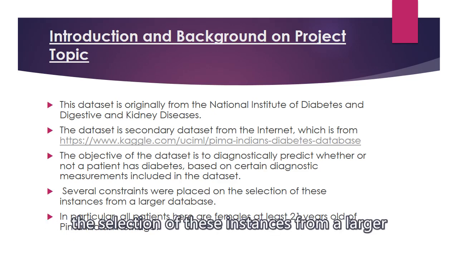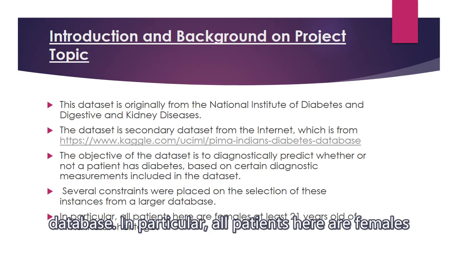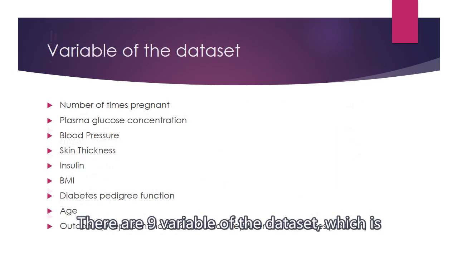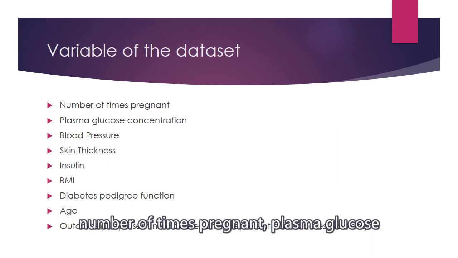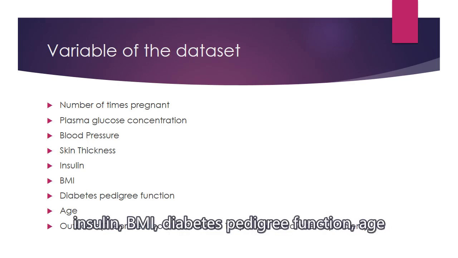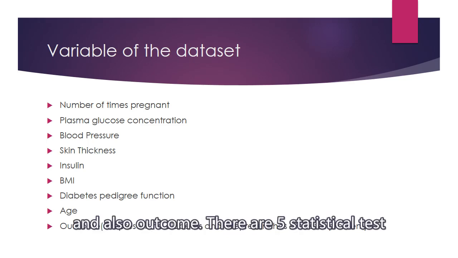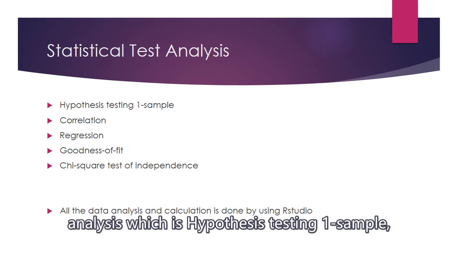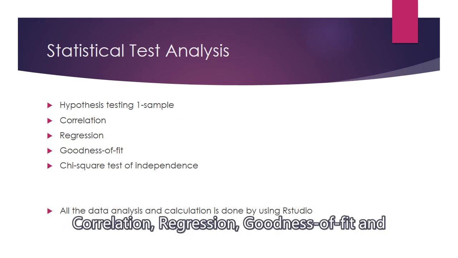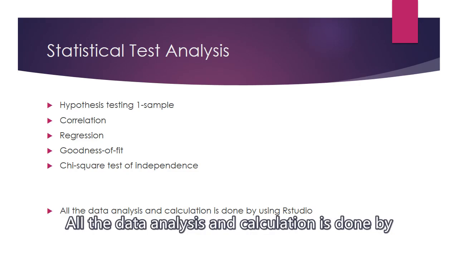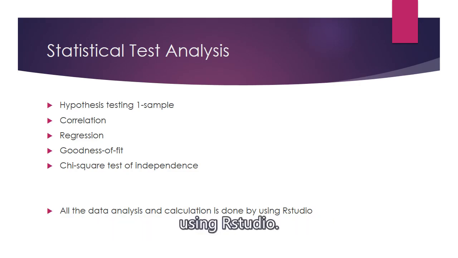Several constraints were placed on the selection of these instances from a larger database. In particular, all patients here are females, at least 21 years old, of Pima Indian heritage. The variables are number of times pregnant, plasma glucose concentration, blood pressure, skin thickness, insulin, BMI, diabetes pedigree function, age, and also outcome. There are 5 statistical test analyses: hypothesis testing for one sample, correlation, regression, goodness of fit, and chi-square test of independence. All the data analysis and calculation is done using RStudio.